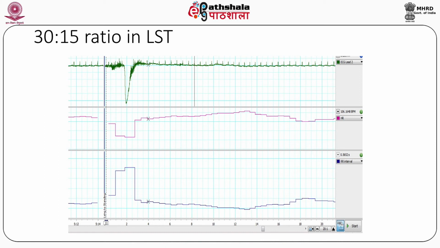And the 1350 ratio should be greater than 1.04. Values less than 1 are considered abnormal, and values from 1 to 1.04 are considered borderline.